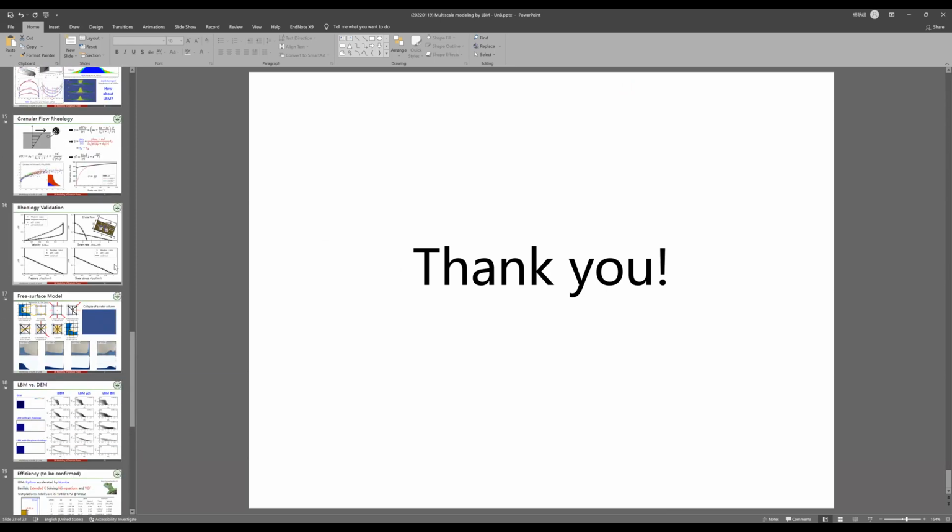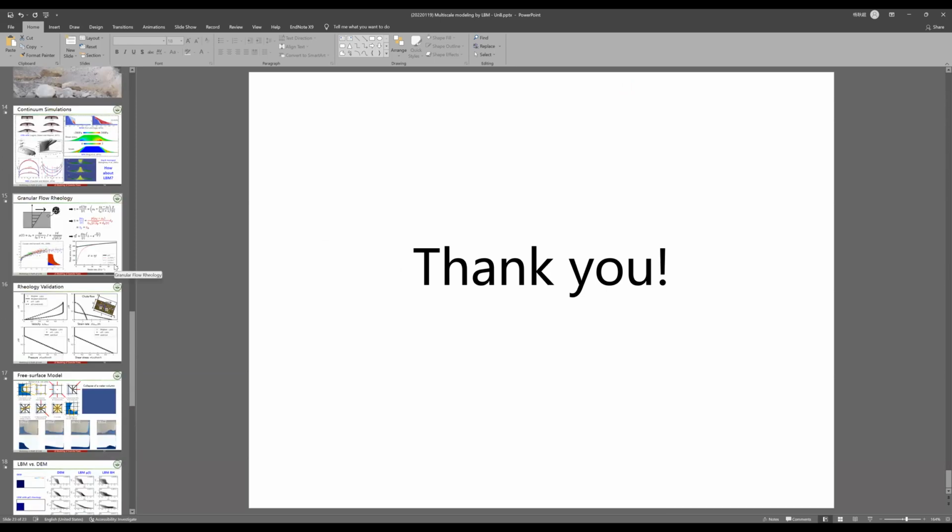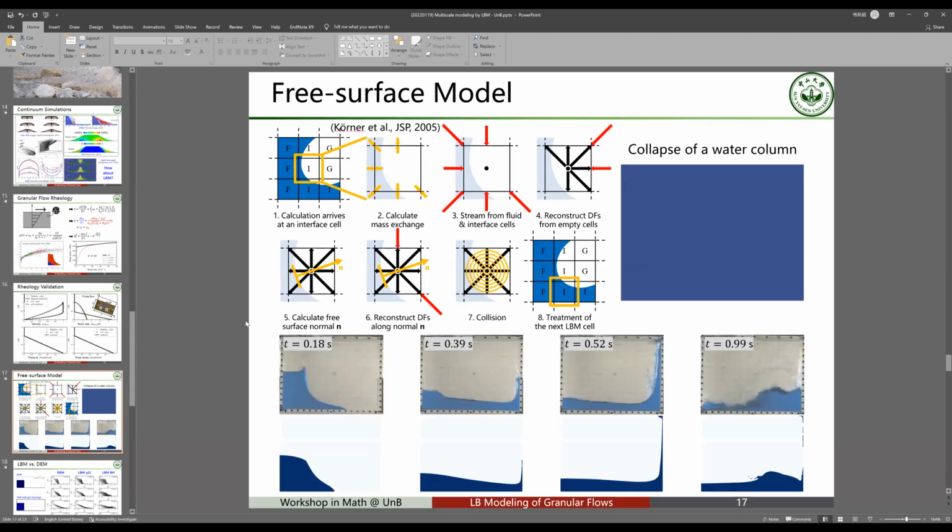I have a quick question for you, Gengchao. Can you tell us a little bit more about the way that you implement the free surface calculation in your LBM solver, and how does that compare with the VOF model that is implemented in Basilisk?